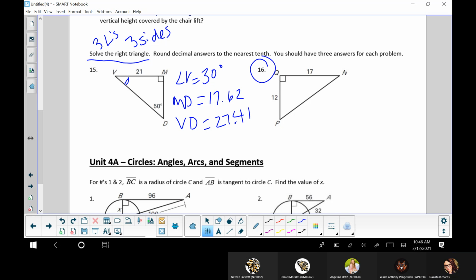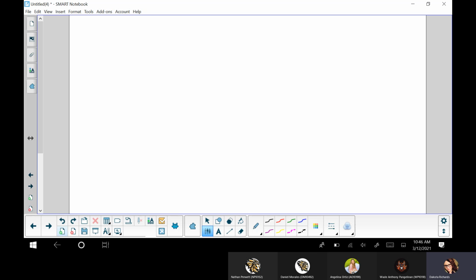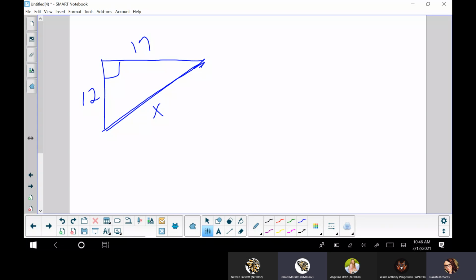Number 16. We have 2 sides of that right triangle already. We have this 12, we have this 17. So what can I use to find the third side? Starts with a P. You can use the Pythagorean theorem. Good job.